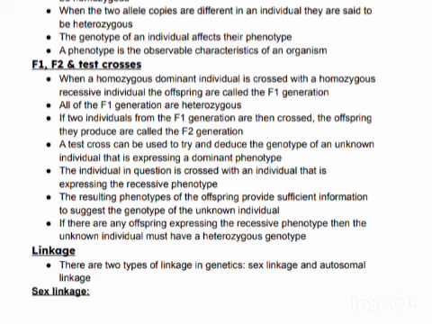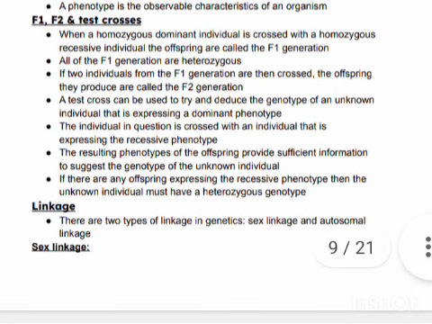All of the F1 generation are going to be heterozygous. If I cross two capital A's with two small a's, I get one capital A and one small a. That is heterozygous. If two individuals from the F1 generation are then crossed, the offspring they produce will be called the F2 generation.